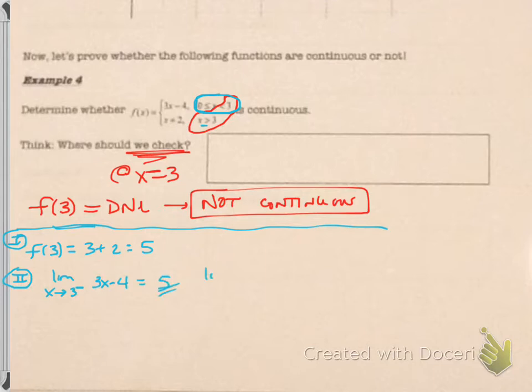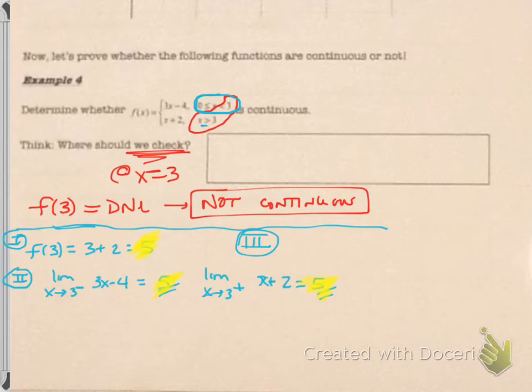Then I'm going to take the limit as x approaches 3 from the right. This would be the bottom function. So that would be just x plus 2, and that also equals 5. So Roman numeral 2, the limit exists. And then finally, Roman numeral 3 says that these values got to be the same, and they are.